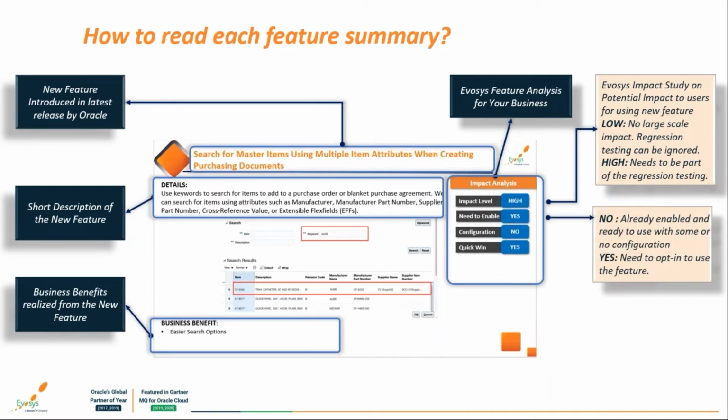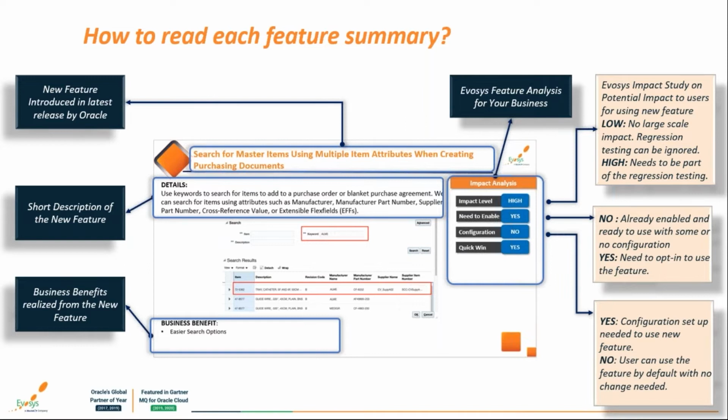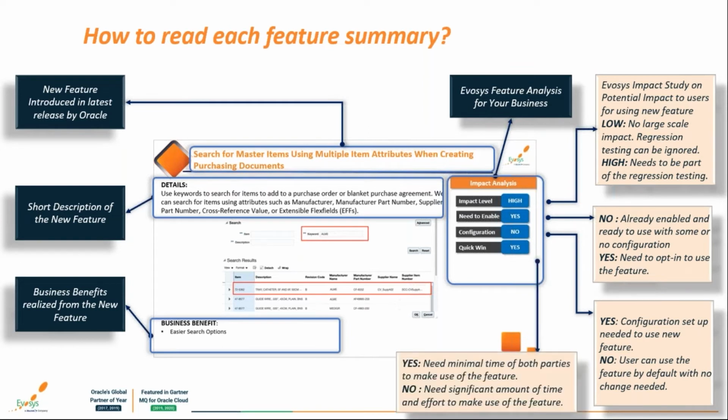Second one, you all are aware that there are some features which are auto-enabled by default and some which you need to opt for. And third one highlights the nature of the feature. There will be certain configuration which may be required, or some can be used without any changes. And the last one is a quick win. This term we use to simply convey what is ready to use by investing a minimum amount of time, and what requires a significant amount of time and effort to make use of the feature.